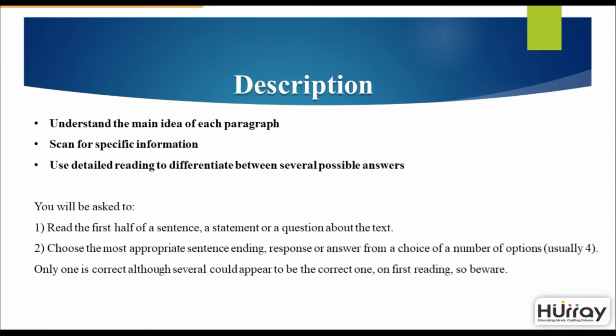Let's look at the description. You have to understand the main idea of each paragraph, scan for specific information, use detailed reading to differentiate between several possible answers. You will be asked to read the first half of a sentence, a statement, or a question about the text. Choose the most appropriate sentence ending, response, or answer from a choice of a number of options. Usually there will be 4 options. Only one would be correct, although several could appear to be the correct one on first reading, so beware.